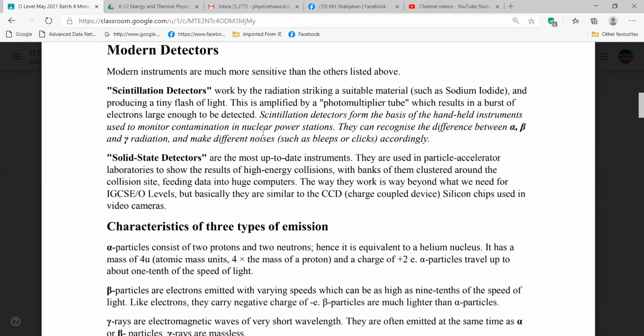In our power station, we have shielding to reduce the exposure to alpha, beta, and gamma radiations. If that shielding is not working properly, we can say the surrounding is contaminated. Is it clear? Sir, can you explain once again?